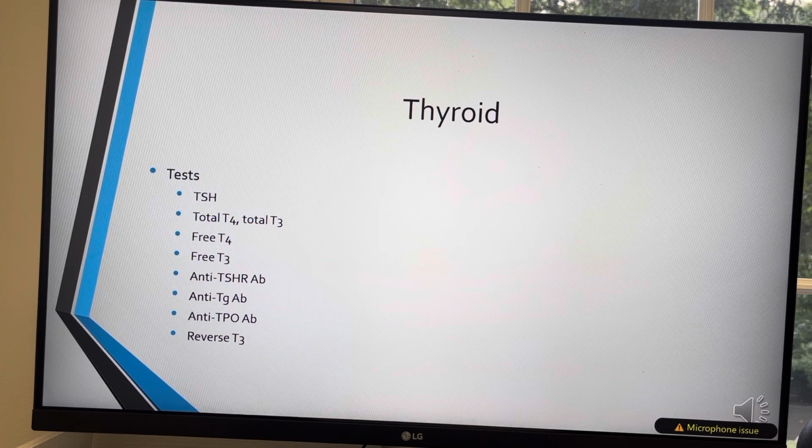Total T4 and total T3. That measures T4 and T3 that is both bound and unbound. So you could consider ordering these if there is concern of lack of carrier proteins, like if the patient has severe cirrhosis, because in that case, free T4 would be elevated because less would be bound. But otherwise, if the patient has a normal liver function, you're probably not going to be using these too much.